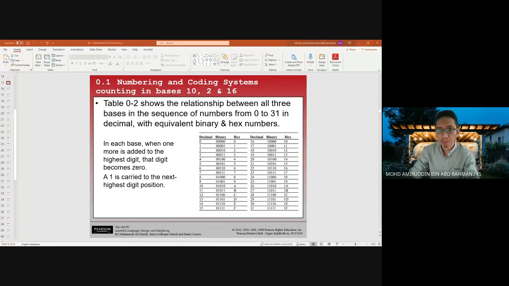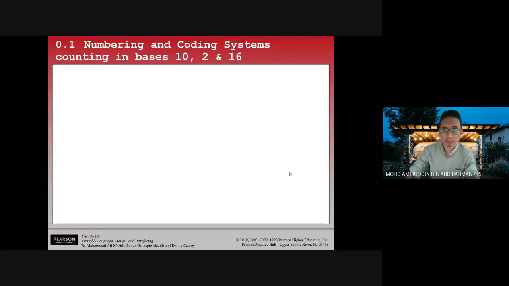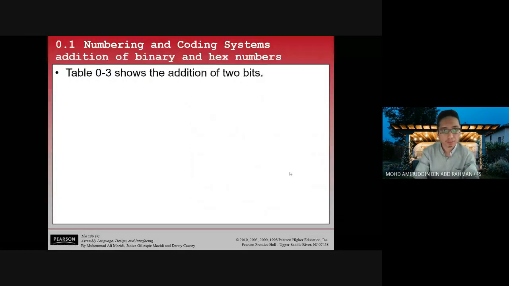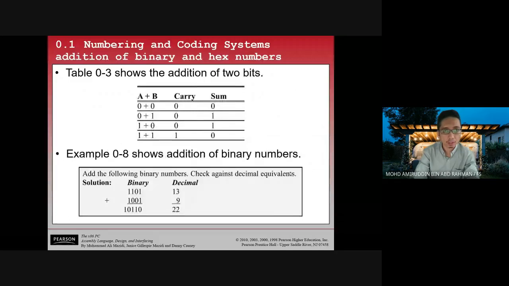Okay, and today we're going to continue on how to convert, all right, on how to do the addition and subtraction. Okay, so for example, we have A and B, which are the binary digits.